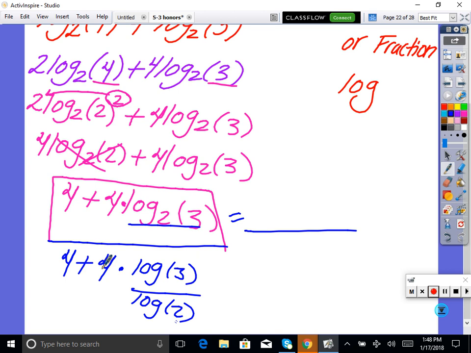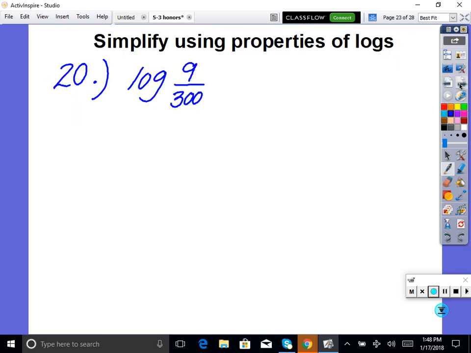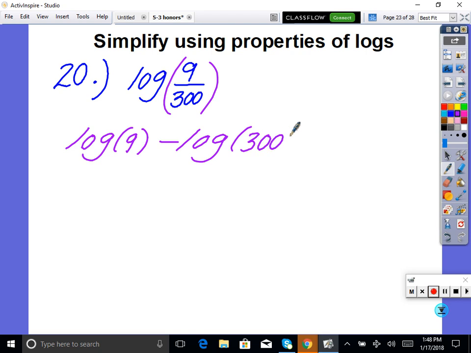Okay, here we go. Let's do another one, number 20. So everybody, we have log of 9 divided by 300. This is where I messed up the last few hours. So everybody let me focus with you. So we would say, okay, let's split this apart: log of 9 minus log of 300. Right? Yeah.